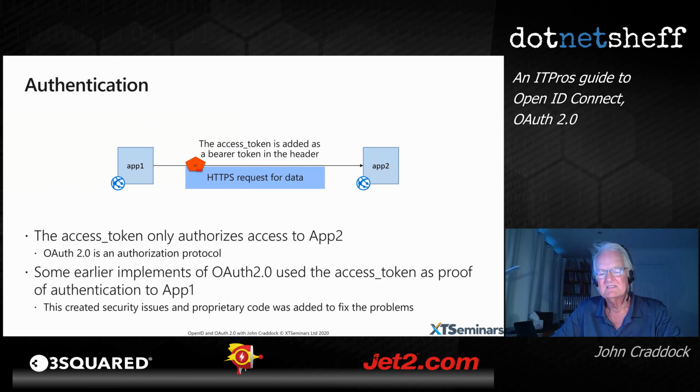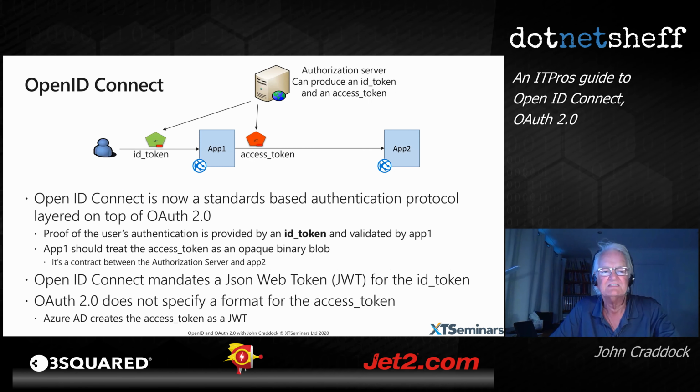And what happened is the likes of Google and Facebook, they all wrote their own proprietary code, which finally got ratified as OpenID Connect. So with OpenID Connect, what we have is an ID token, which authenticates the user to app 1. And we have an access token, which authorizes app 1 to act on behalf of the user to the backend app 2 and the web API.